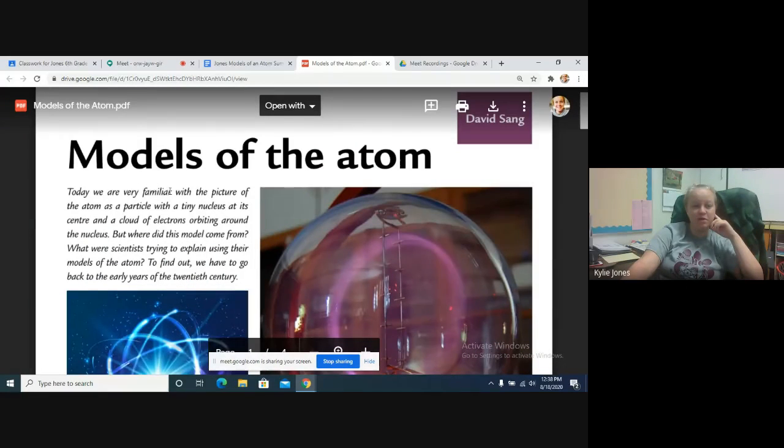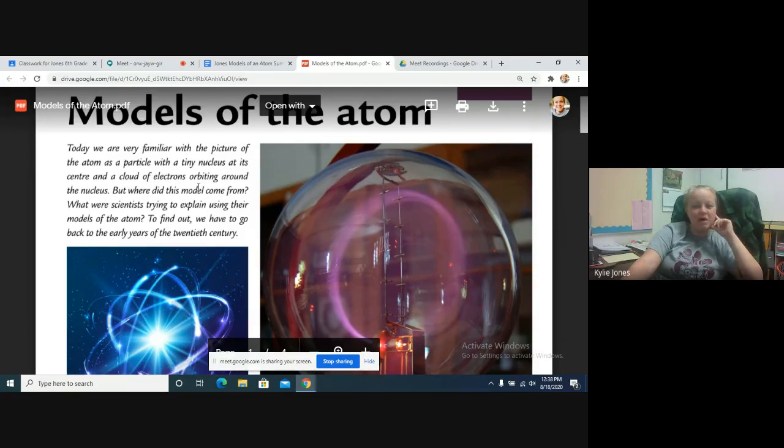Today, we are very familiar with the picture of the atom as a particle with a tiny nucleus at its center and a cloud of electrons orbiting around the nucleus. But where did this model come from? What were scientists trying to explain using their models of the atom? To find out, we have to go back to the early years of the 20th century.